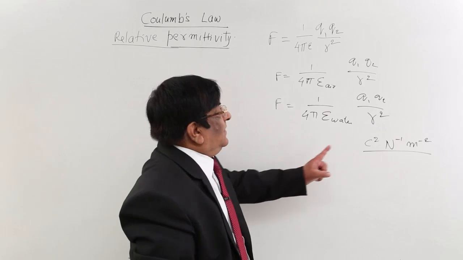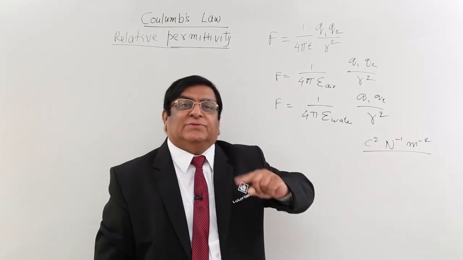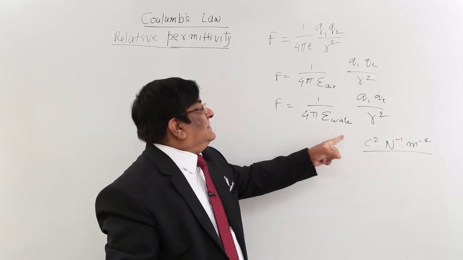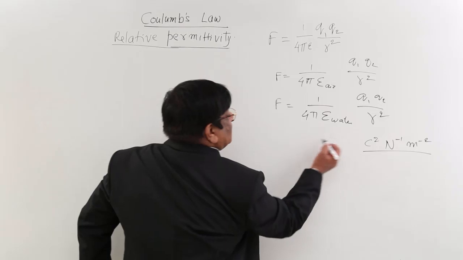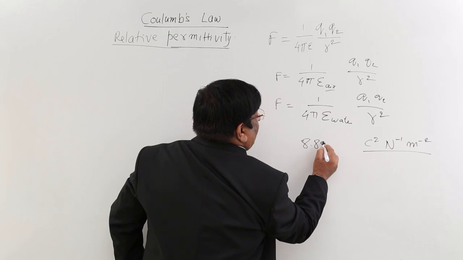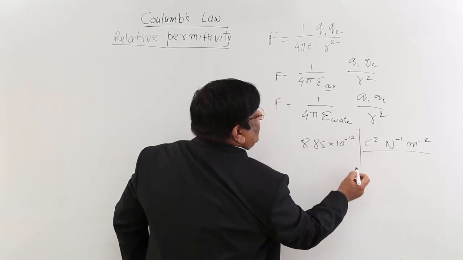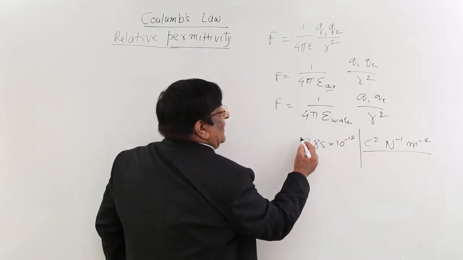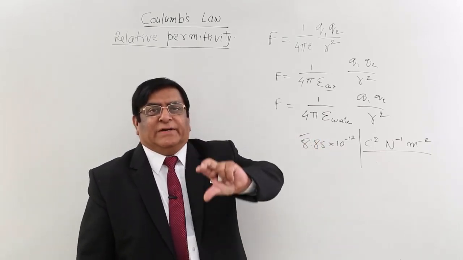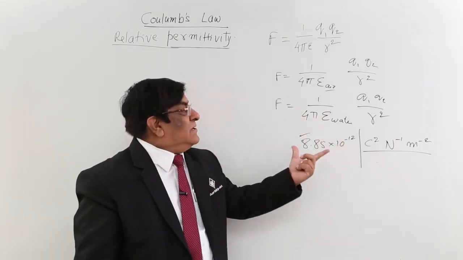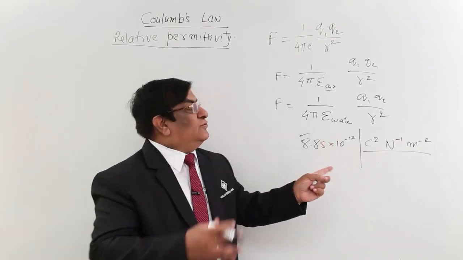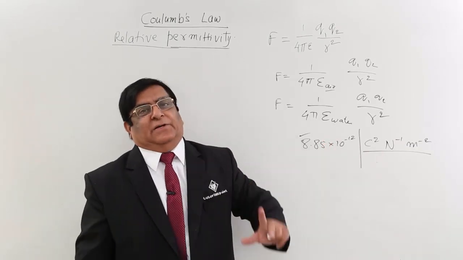But if we change the system from SI to CGS system, or to FPS system, then these values will keep on changing. This value for free space, for air, is 8.85 into 10 to the power minus 12. But if we change the system, this value will change. If you are migrating from one system to another, you must remember this value in every system, and it's a difficult task.